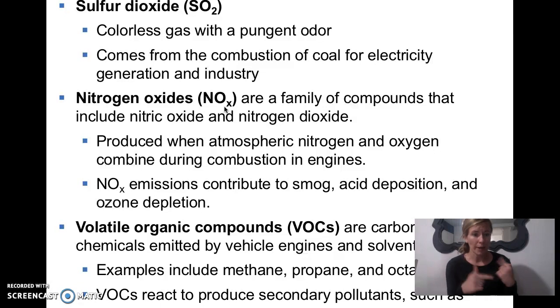Notice there's a pattern here that these are all happening during combustion, either of burning fossil fuels like coal in a factory or burning fossil fuels in a car. And the NOx emissions contribute to smog, acid deposition, and ozone depletion.